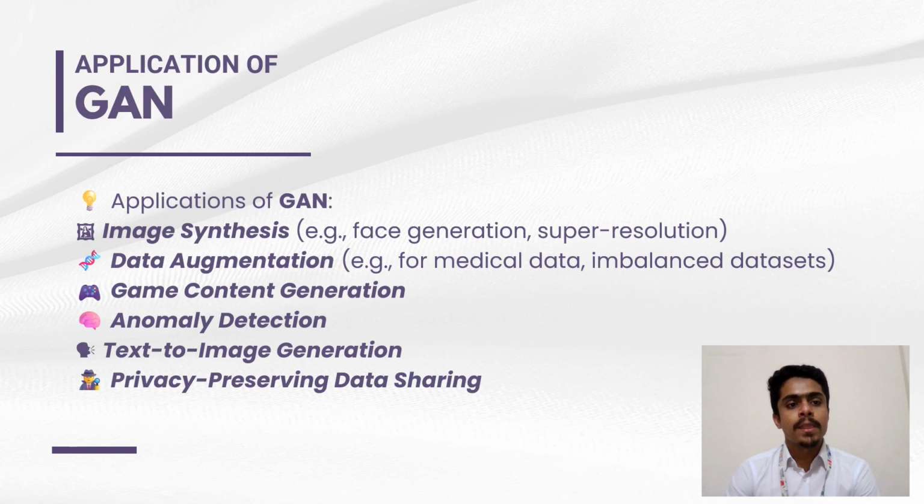Moving on. Here are the applications of GAN. The first one is image synthesis. Examples are face generation and super resolution. Data augmentation. Examples are medical data and imbalanced data sets. The next ones are game content generation, anomaly detection, text to image generation, and finally privacy preserving data sharing.